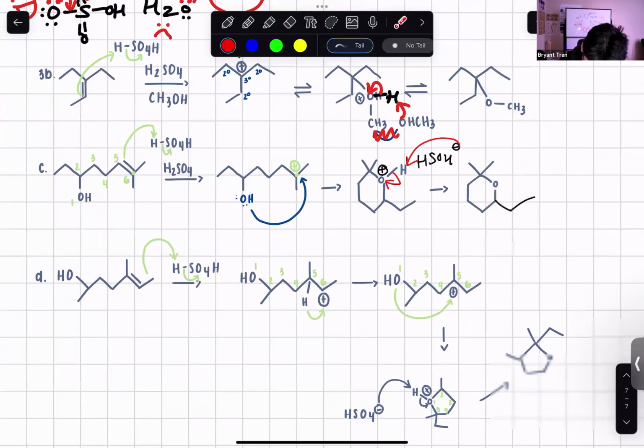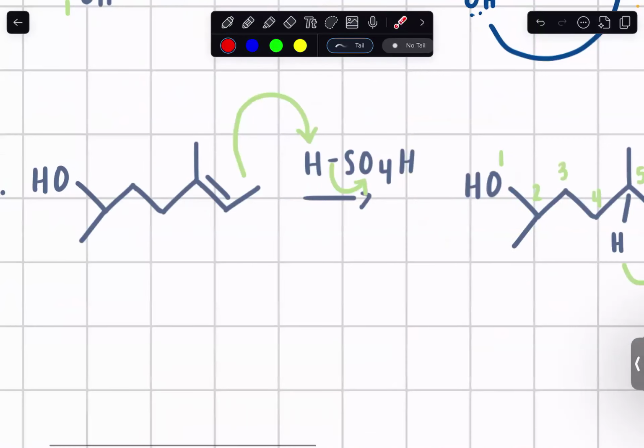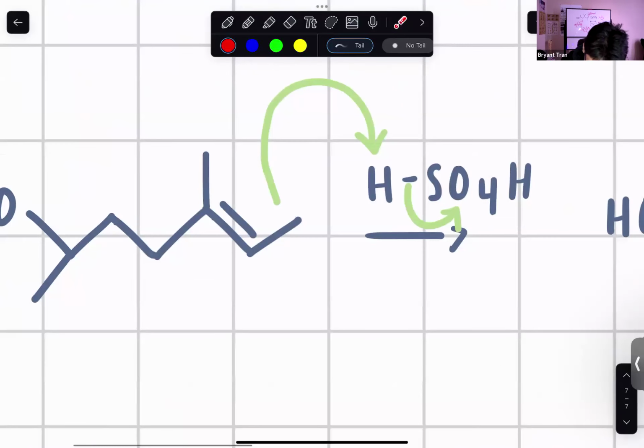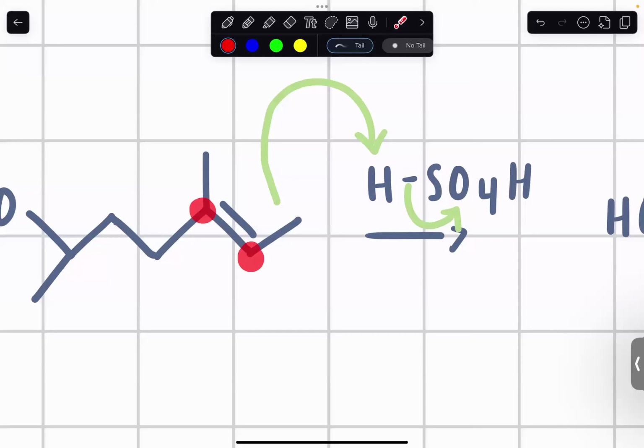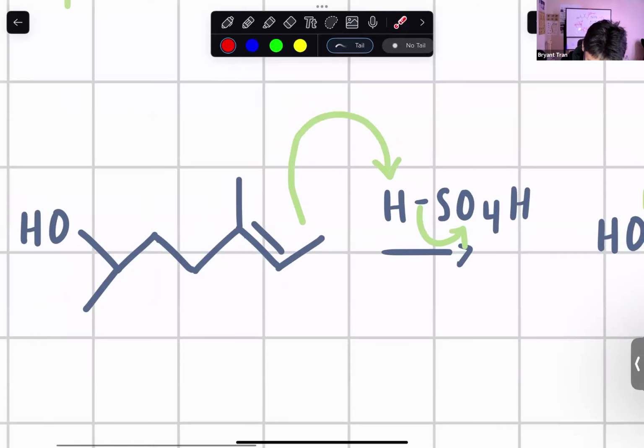Okay, and then 3D, this one, protonate. For this one here, where would the carbocation want to be? The more sub or less sub carbon? The carbocation wants to be on the more sub carbon. So in this case, which carbon would be protonated? It would be the one on the bottom. Yes, this one.